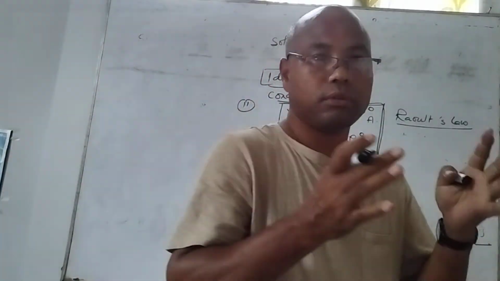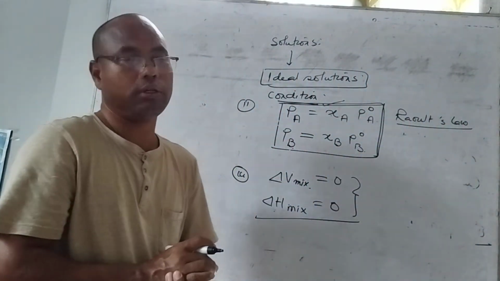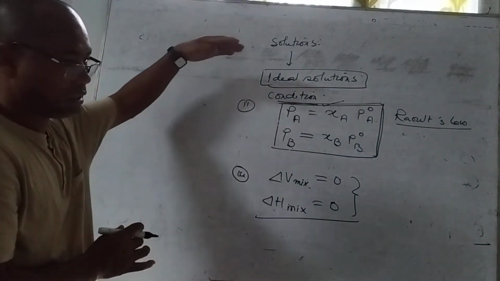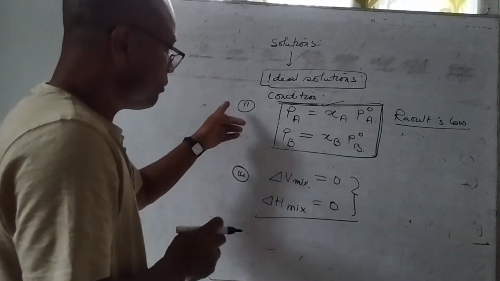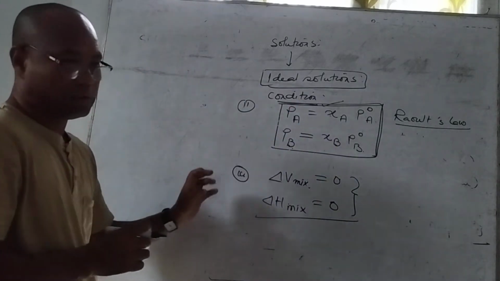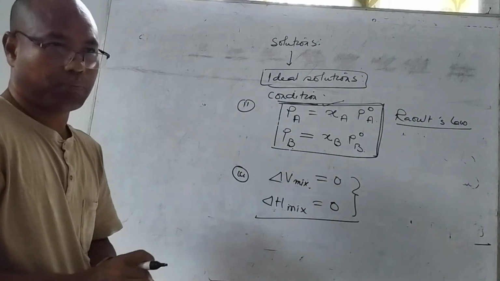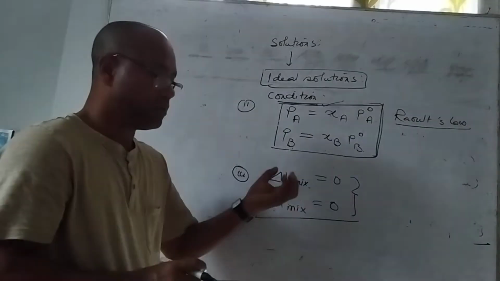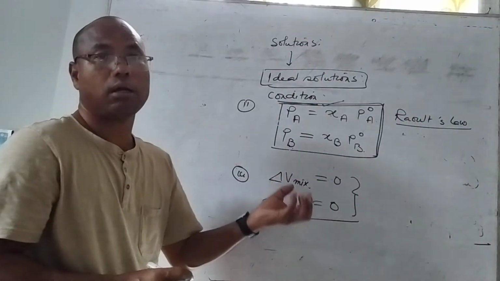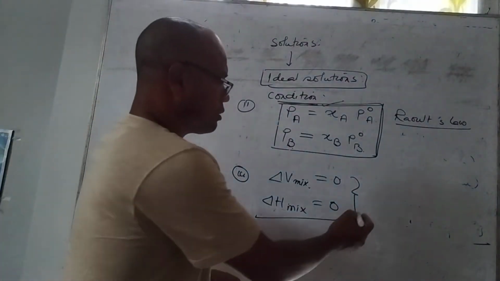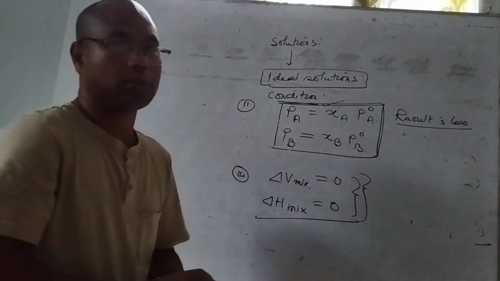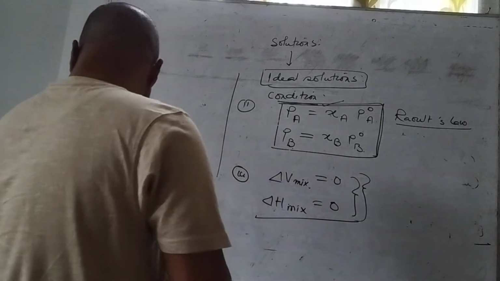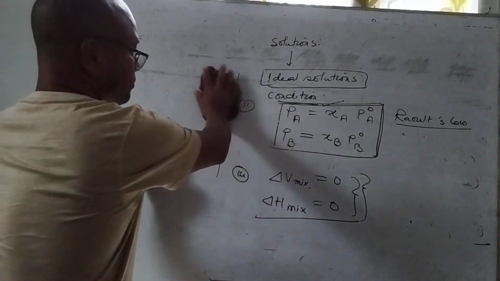So we have important conditions here. How many conditions have I discussed so far? One is the intermolecular interaction, number two is Raoult's law, and number three is the thermodynamic properties: the change in volume on mixing and the change in enthalpy of mixing. So this many thermodynamic properties we consider for our ideal solution. Don't forget these conditions for the ideal solution.